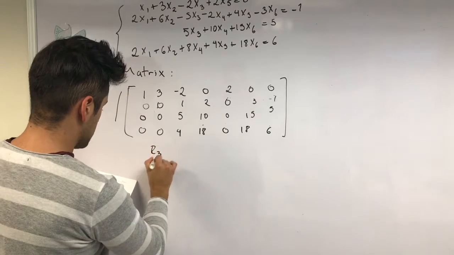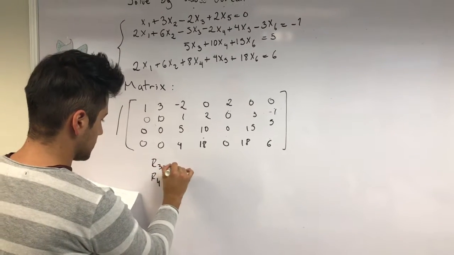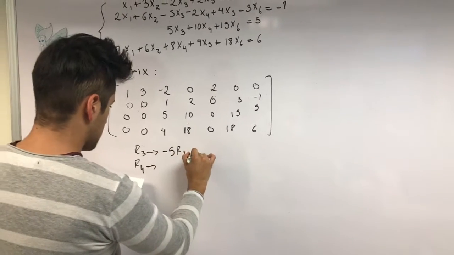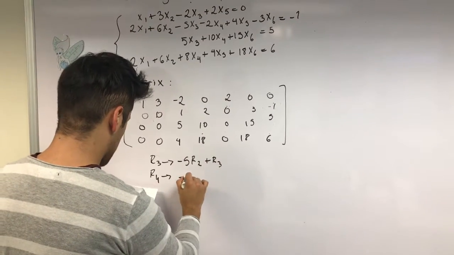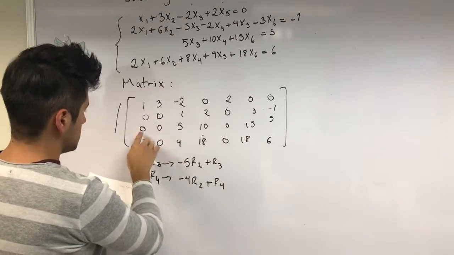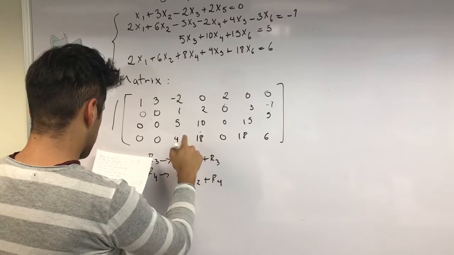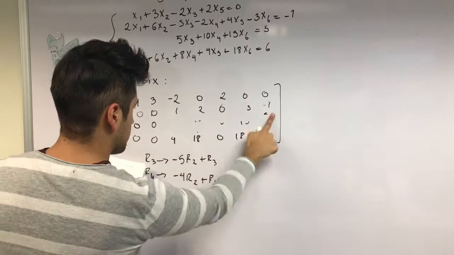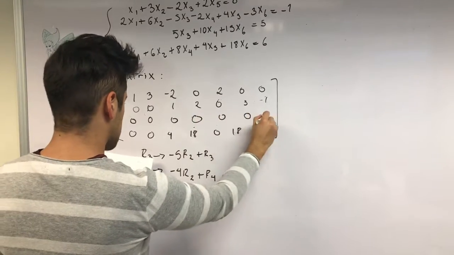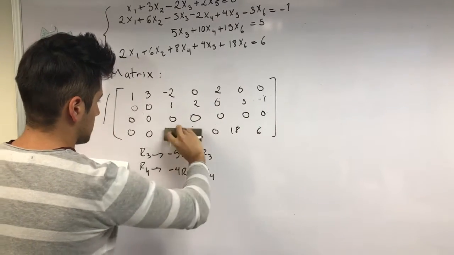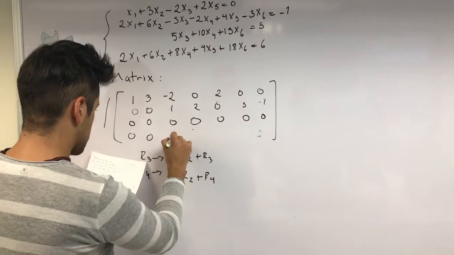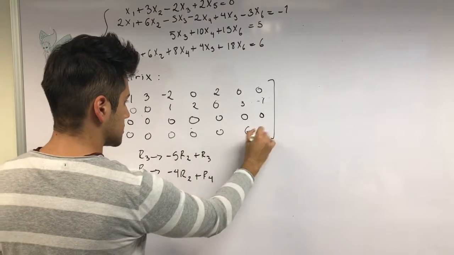Then in row 3 and row 4, we're gonna do minus 5 row 2 plus row 3 and minus 4 row 2 plus row 4. So we'll get here 0, 0, 0, 0, 0, 0. And here we'll get 0, 0, 0, 6, 2.